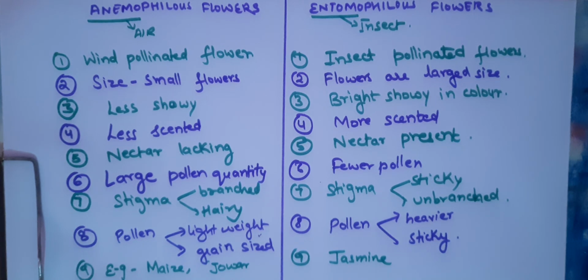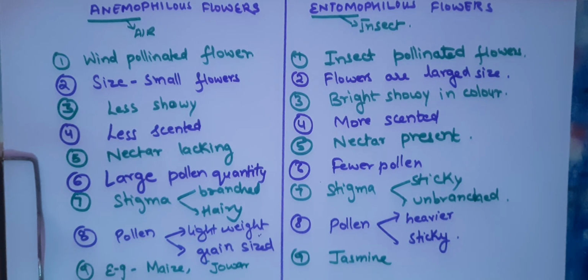Okay, so the next difference between the two is in their size. The anemophilous flowers, or the wind pollinated flowers, are small in size, whereas the flowers pollinated by the insects are large in size. The third difference between the two is that since there is no external agent like an insect involved, and pollination is only through the wind, the anemophilous flowers are less showy, whereas to attract the insects, the flowers have bright and showy colors. So the entomophilous flowers display bright colors.